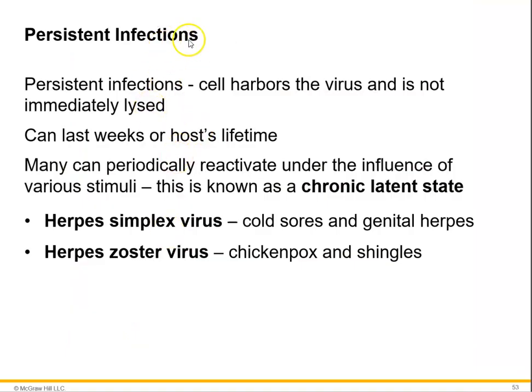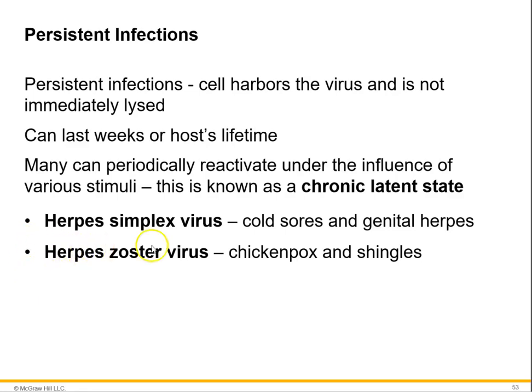So persistent infections, also called chronic infections. This happens when the cell harbors the virus and is not immediately lysed. These can last for weeks or for the lifetime of the host. Examples, hepatitis C and HIV, those are two big examples right there. Many of these persistent infections can periodically reactivate under the influence of different stimuli, so physiologic stress, psychological stress, other illnesses, things like that, can sometimes reactivate these viruses. And when that occurs, this is known as the chronic latent state.